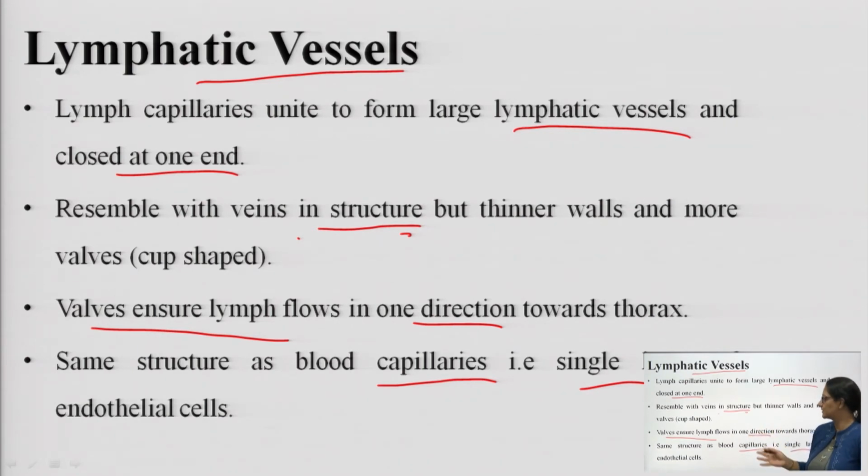So this is the description of the lymphatic vessel. Lymphatic vessels are the union of the lymphatic capillaries. They closely resemble blood vascular veins, and they have valves which prevent the backflow and allow the flow of the lymph towards the thorax, and they have a single layer of lining, the endothelium. So endothelium is a common feature between the blood vessels as well as the lymphatic capillaries.